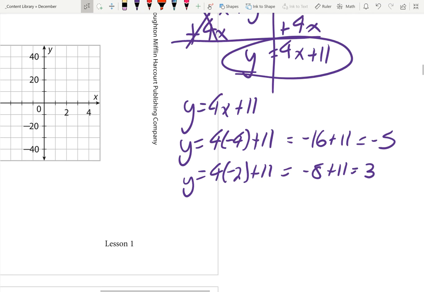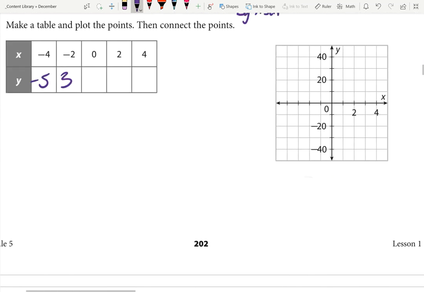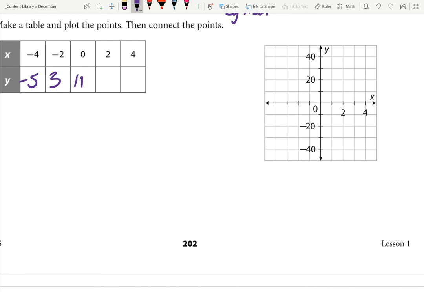Now we'll plug 0 in. That was the next one. Y equals 4 times 0 plus 11. 4 times 0 is 0, and 0 plus 11 is 11. So we get 11 for that 0.